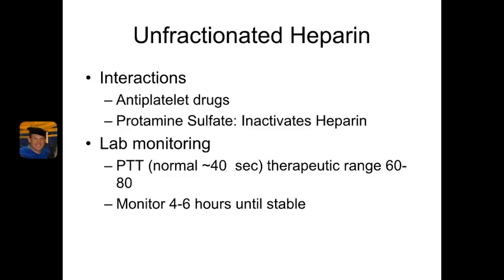As far as lab monitoring goes, you're going to monitor the PTT level. Normal values are about 40 seconds, and therapeutic range is about 60 to 80. You're going to typically monitor the patients every 6 hours until the patient's stable. When the patient has had 2 stable PTT readings, so it's going to be 6 hours and 6 hours, 12 hours apart, they've had 2 stable readings, then you can go up to every 8 hours.